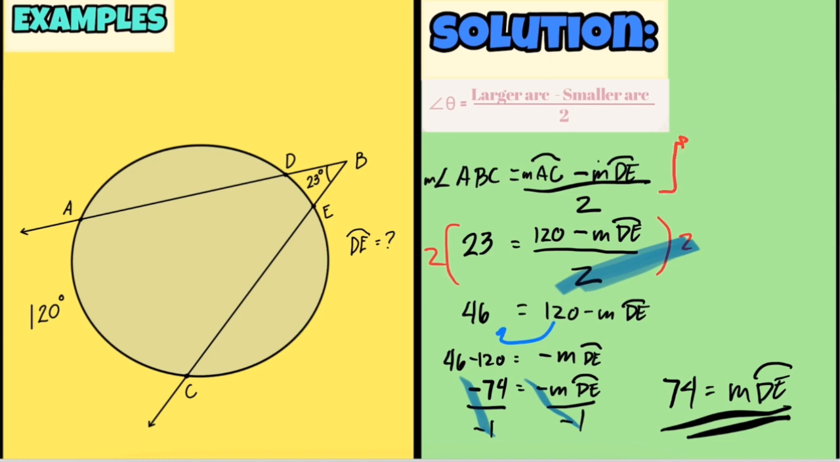If you want to verify that, we can apply the formula and see how it will go. Let's see if this is correct. Let's pretend that ABC is the one that's missing. So we're going to have the measurement of angle ABC is equal to AC being 120 minus 74 divided by 2. If we continue this one, 120 minus 74, we're going to get 46 divided by 2, and the answer is indeed 23.